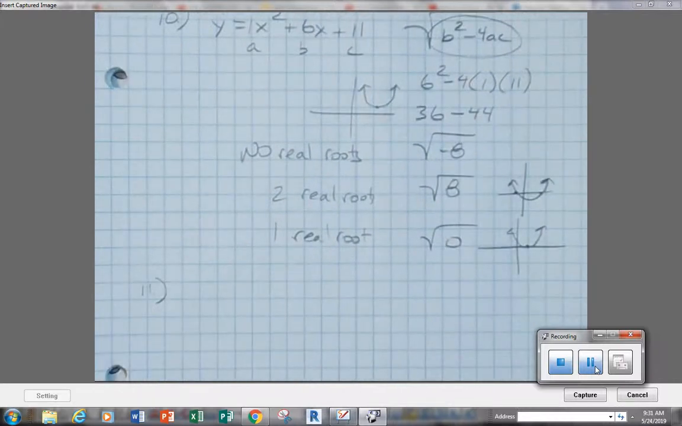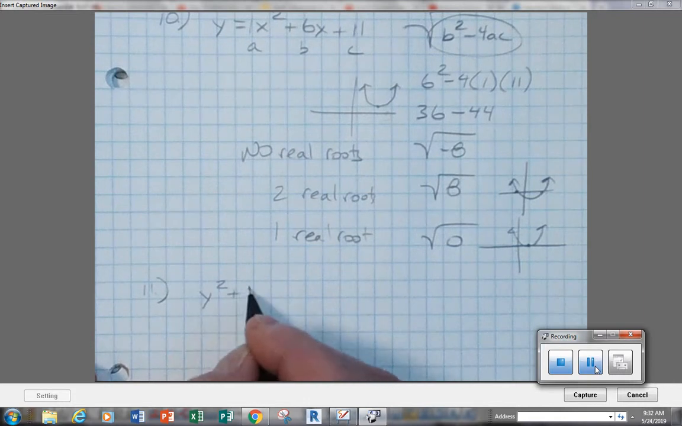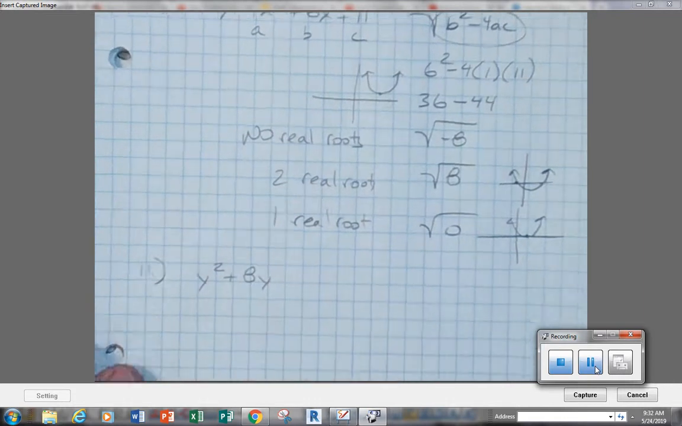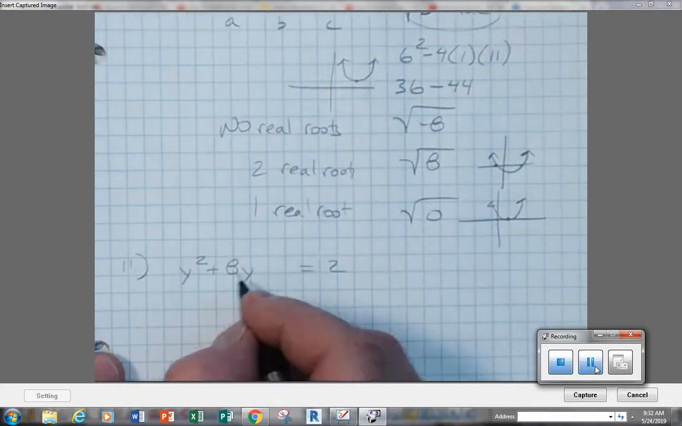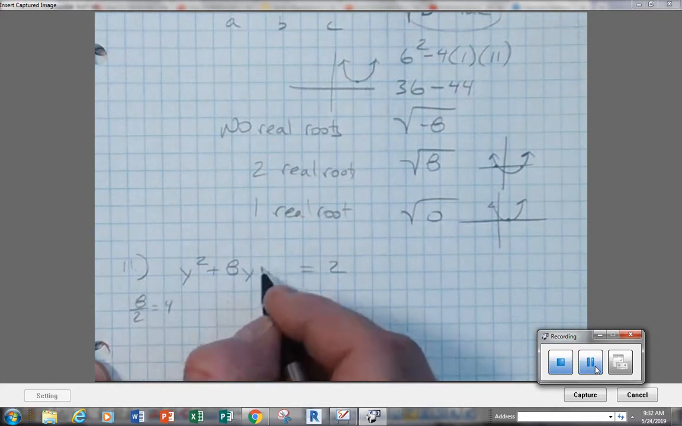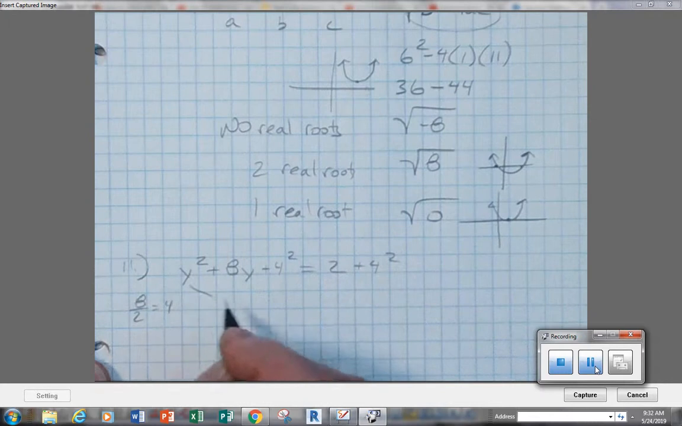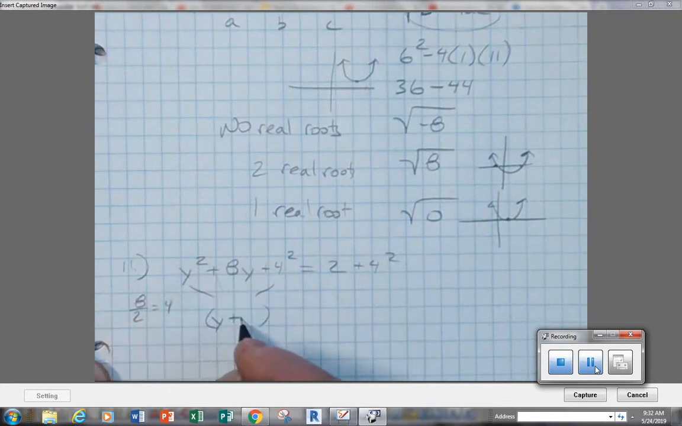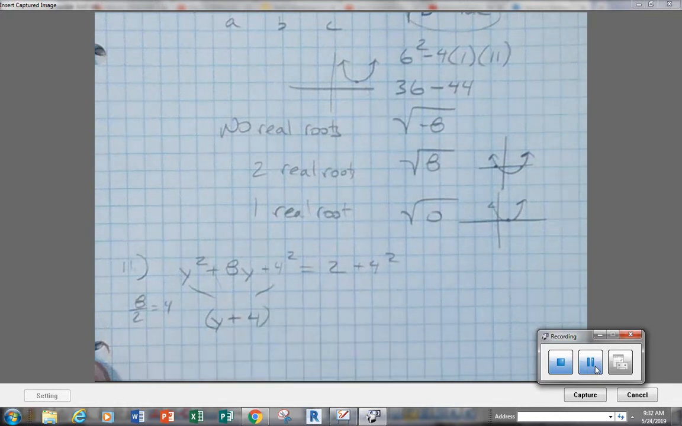This one says solve using any method. So it looks like y squared plus 8y. The way it's set up looks like completing the square, so that's what I'm going to do. Add half of this squared to both sides. Remember the trick: y squared plus 8y plus whatever number you're adding, squared, to both sides right there. Don't put 16 in there.